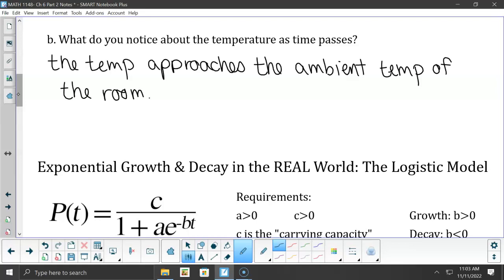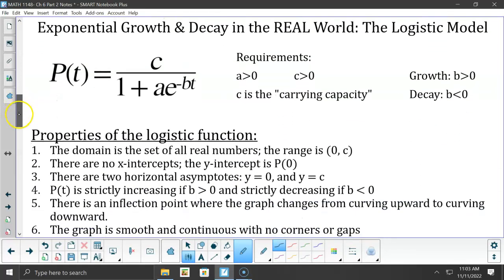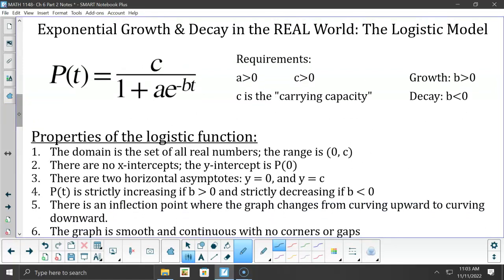All right, can I scroll past the ambient temperature part? All right, so this is a lot of writing, I'm sorry. But it's all of the facts you kind of need about logistic functions.